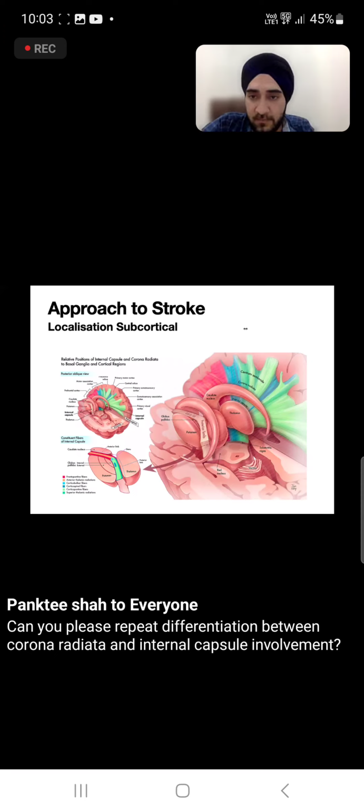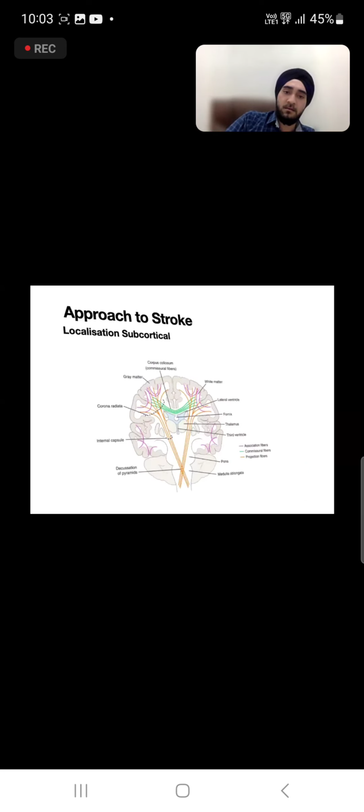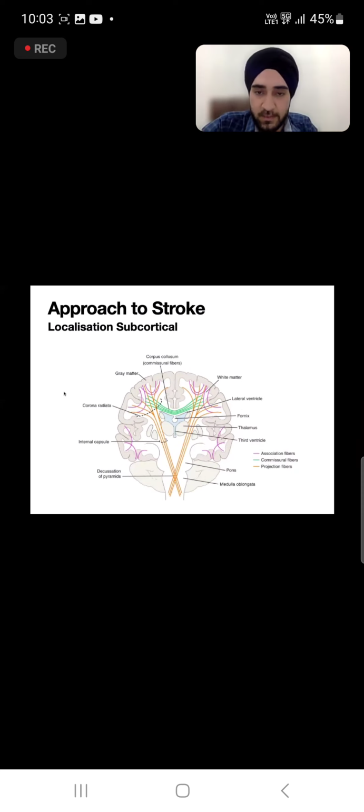Can you repeat the differentiation between corona radiata? Now see, don't try to mug up anything. I'll again go back and try to explain how a corona radiata infarct differs. So from this figure only I'll explain.